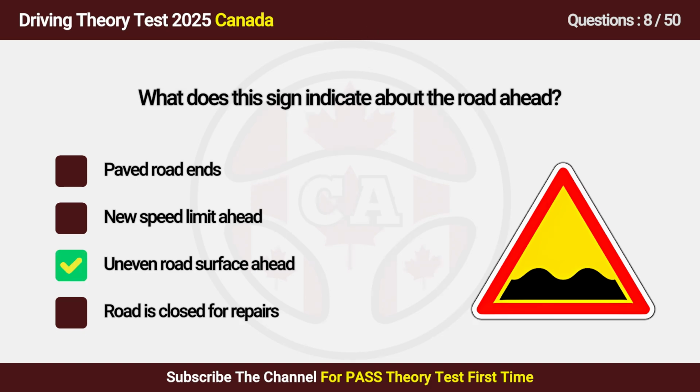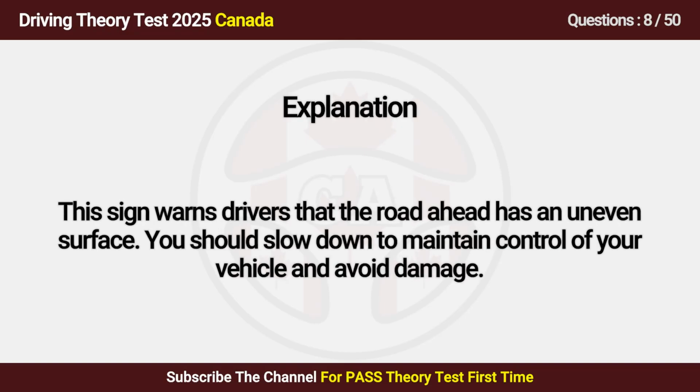Answer is C. Uneven road surface ahead. This sign warns drivers that the road ahead has an uneven surface. You should slow down to maintain control of your vehicle and avoid damage.